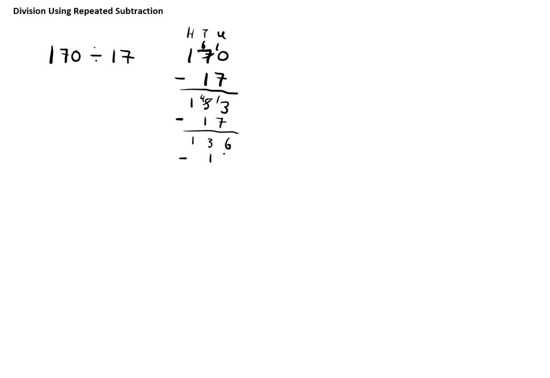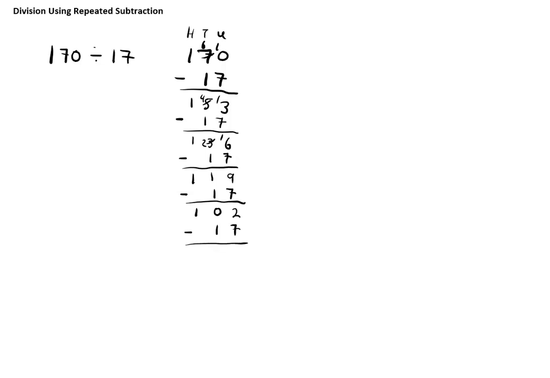Let's take away 17 again. 6 take away 7 cannot do, borrow and carry over. That's a 9, that's a 1, we now have 119. Let's take away 17 again. 9 take away 7 is 2, 1 take away 1 is 0, 1 take away 0 is 1. Let's take away 17 again.